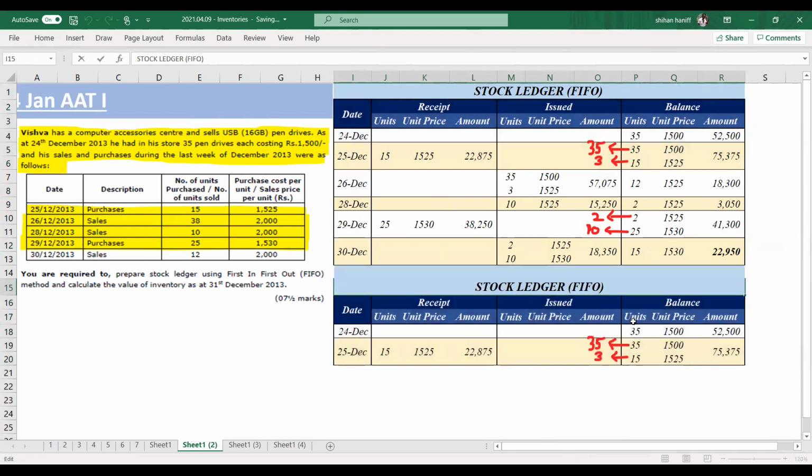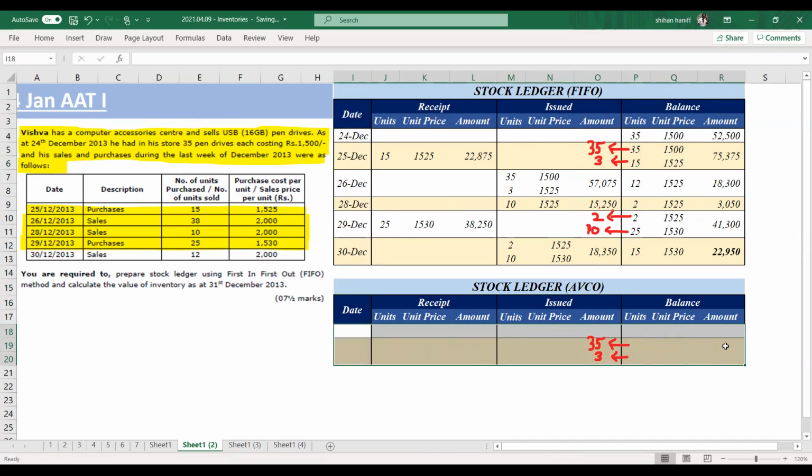Stock ledger, average cost. So we call it AVCO, average cost. Right? So you all can draw this format again. Average cost method. So this is very simple.